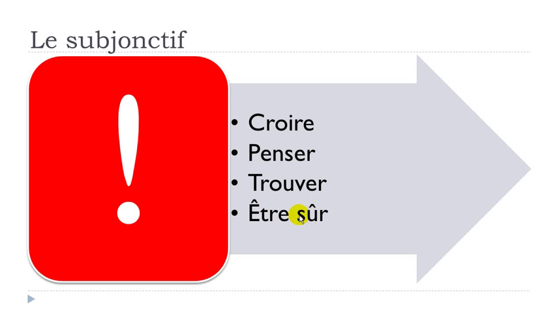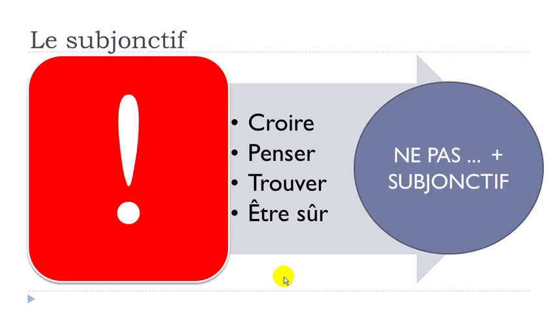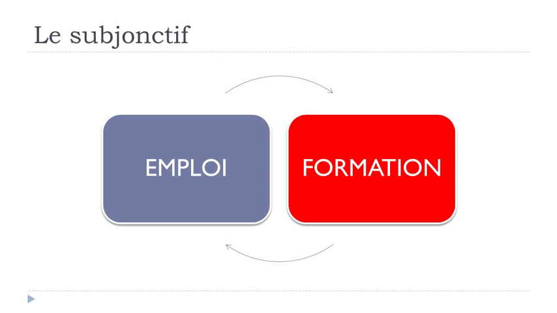Être sûr, okay, so these verbs are normally followed by the indicative form. So all the tenses we saw so far, okay, but then when you put these verbs at the negative form, then they should be followed by the subjunctive. Okay, so keep that in mind. So croire, penser, trouver, être sûr. If you want to use these verbs and put them at the negative form, they should be followed by the subjunctive. Okay? Let's see now how we'll make this subjunctive form.